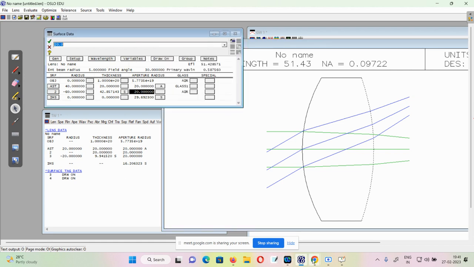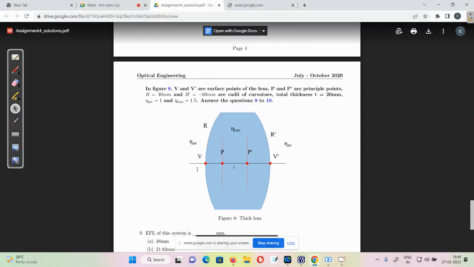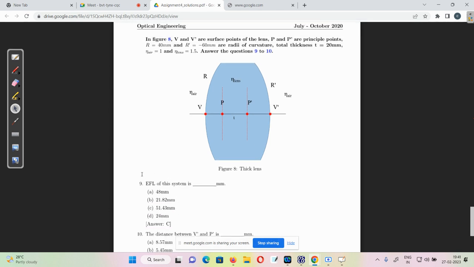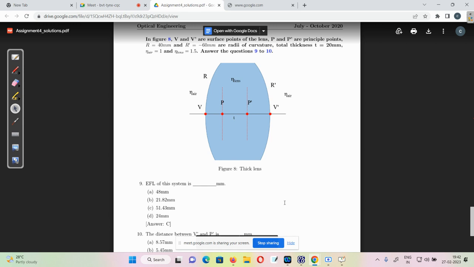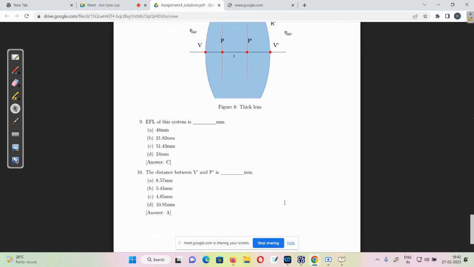Now what's the question they are asking? I said the EFL of the system. Yeah, that we got 51.42857 if you design this in Oslo, but from here we directly get the answer. But that is the original process. If they are not allowing Oslo, this will be like an essay type question. Okay. Yes, sir. Here you directly got it, 1.43.